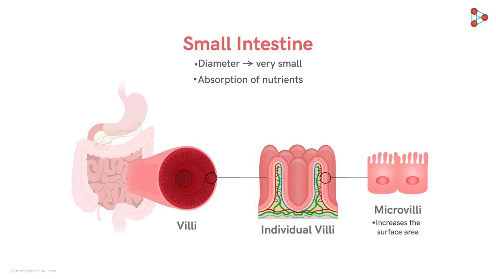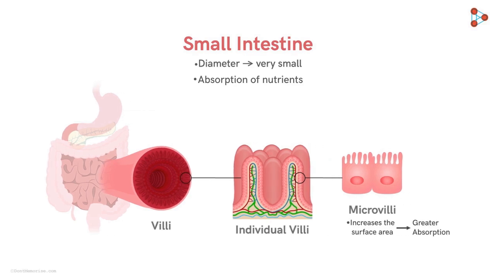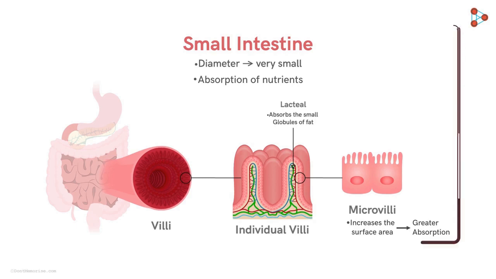And what does that help in? An increased surface area helps in better and greater absorption. Each villus is like a single finger, which is hollow from within. Inside it, as we can see here, there are blood capillaries that help in carrying the nutrients absorbed. And what are these structures? These are called lacteals. Their major function is to absorb the small globules of fat which cannot directly enter these blood capillaries. So this is how absorption takes place in the small intestine.